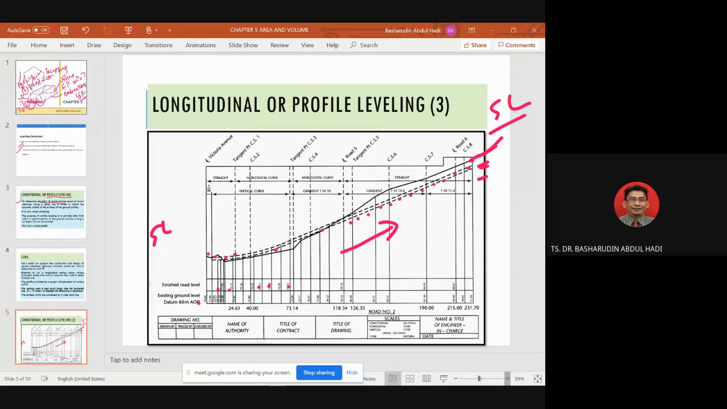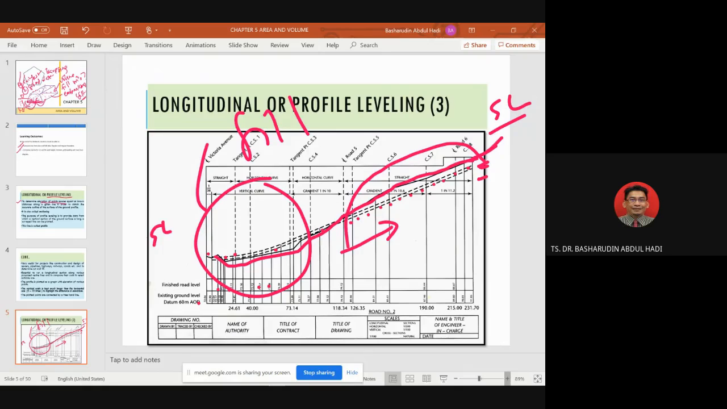So with the existing one, the existing one is a straight line like this. So that's why you can see this one, we should fill, and this area, most of the time we should cut. Should cut this area, take out. And you should fill up this area. This one is okay, it's quite stable, it's a very straight line. Okay. So this is what we call longitudinal or profile leveling.